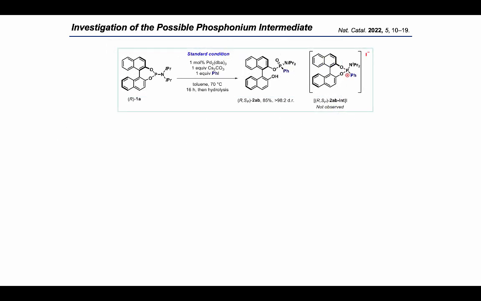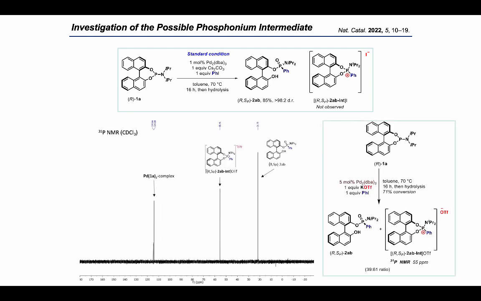In order to gain a deeper understanding of the mechanism of this highly selective aryl coupling, we examined the possible pathways to characterize the phosphonium intermediate, as shown on the right. Under standard reaction condition, we were unable to observe any other species except the hydrolyzed product 2AB, either before or after the aqueous workup, suggesting that the anticipated phosphonium intermediate formed in the palladium catalyzed coupling process with phenyl iodide is highly susceptible to hydrolysis by trace amounts of water.